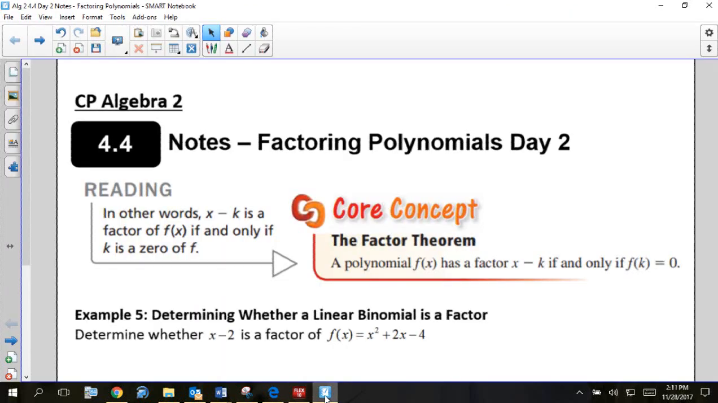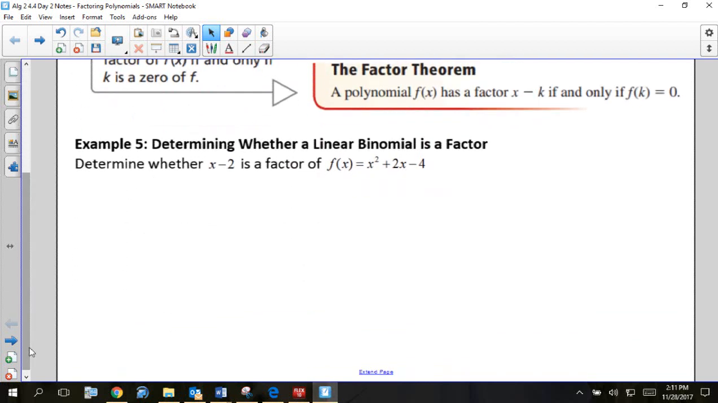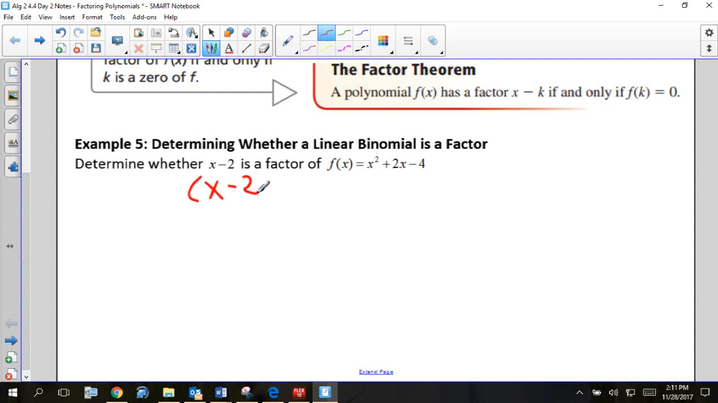For today's lesson is example 5. They're going to give us a factor, x minus 2, and they're going to ask if this is one of the factors of x squared plus 2x minus 4. Is it a factor of x squared plus 2x minus 4? I mean, does it divide evenly into that?